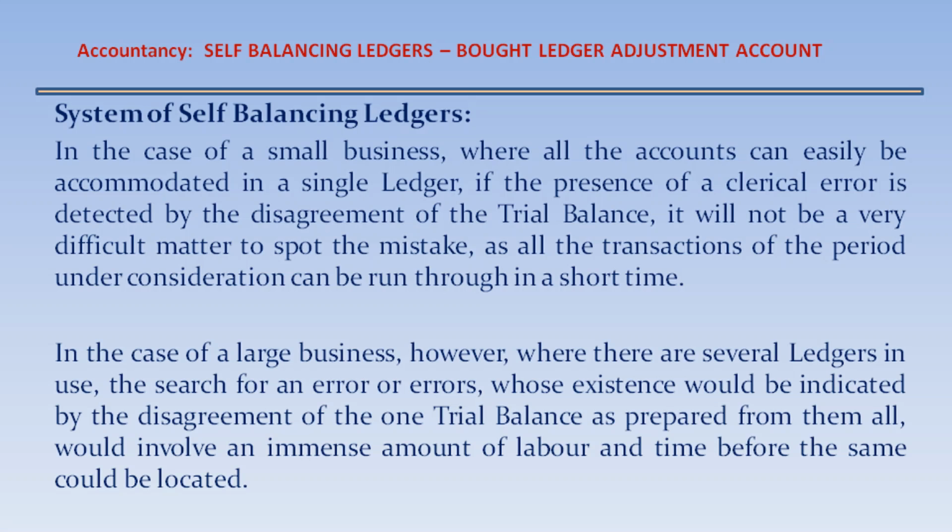In the case of a small business where all accounts can easily be accommodated in a single ledger, if the presence of a clerical error is detected by a disagreement of the trial balance, it will not be a very difficult matter to spot the mistake, as all the transactions of the period under consideration can be run through in a short time. In the case of a large business, however, where there are several ledgers in use, the search for an error or errors whose existence would be indicated by the disagreement of one trial balance as prepared from them all would involve an immense amount of labor and time before the same could be located.